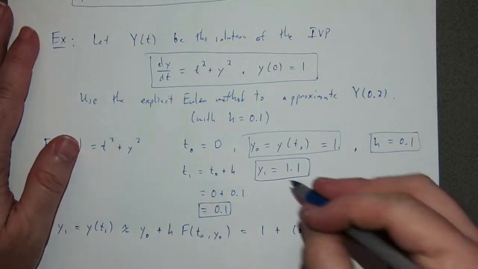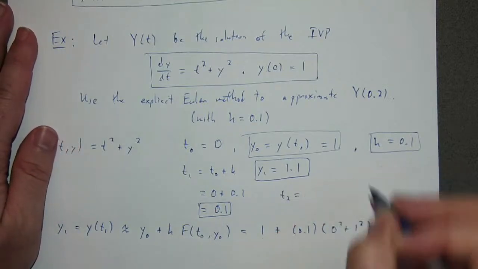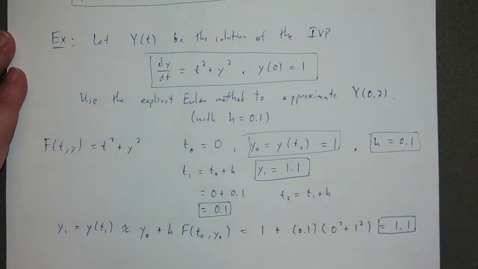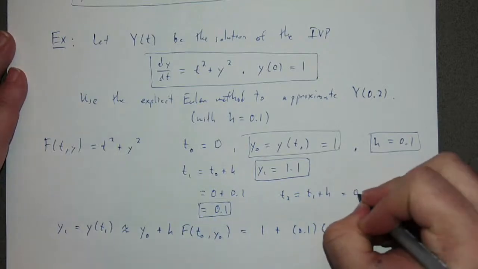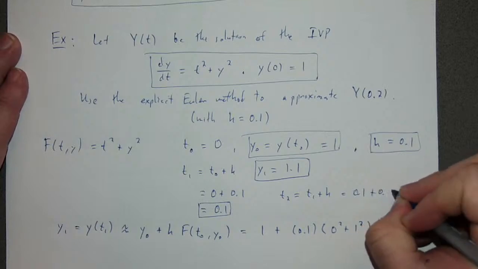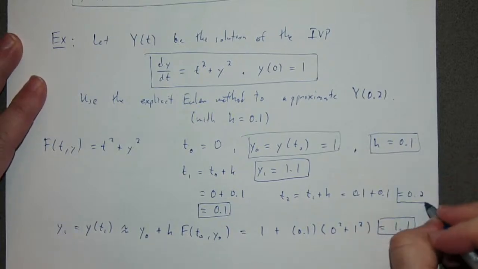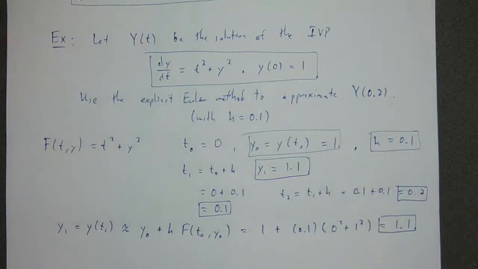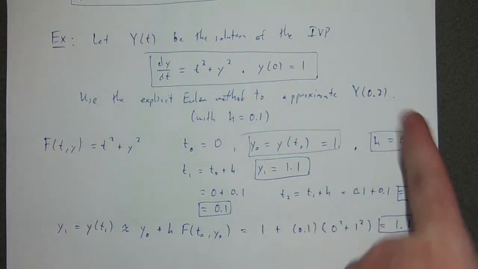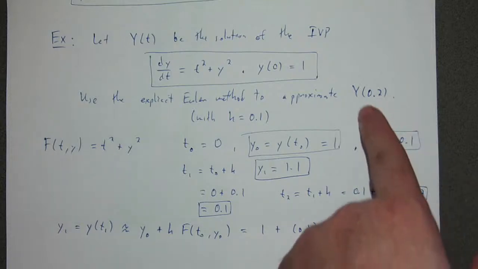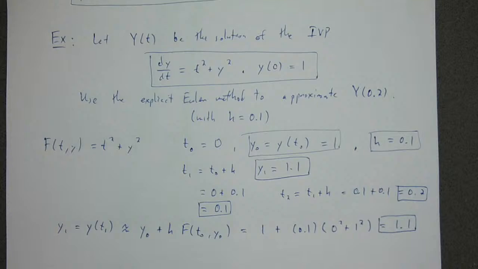What is t sub 2 here? Well, t sub 2 is t sub 1 plus h. T sub 1 is 0.1, so this is 0.1 plus 0.1. So this is 0.2. But this is the time value that we've been asked to approximate the solution y at, right? So we've been asked to approximate y at 0.2.